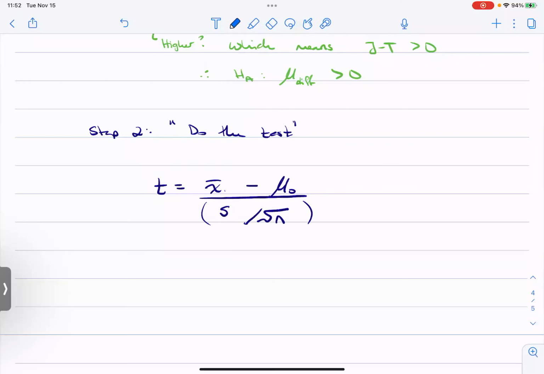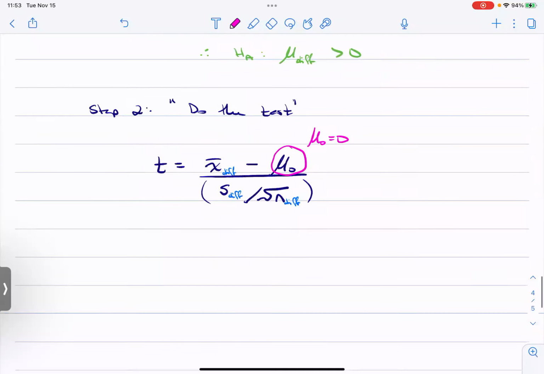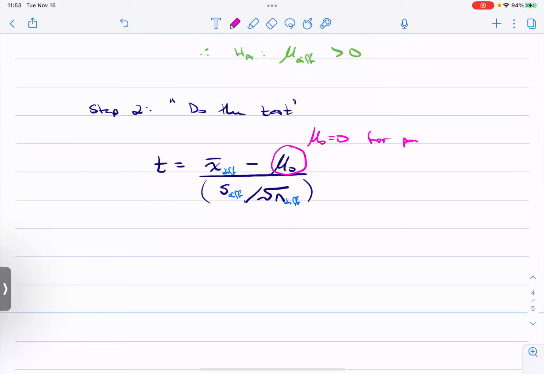So what I'm going to have here is X bar diff, S diff, N diff, nothing else changes, except mu naught, we said, is always going to be 0 for us. As soon as I have paired data, then this is always 0. Mu naught equals 0 for paired data, since H naught is that mu diff equals 0.